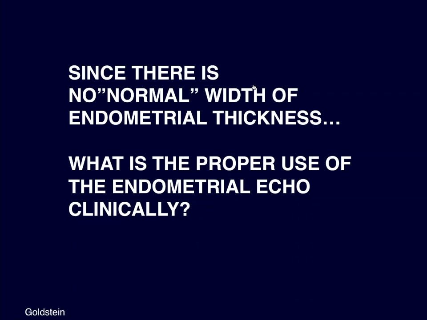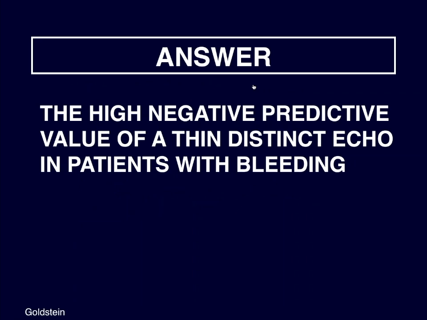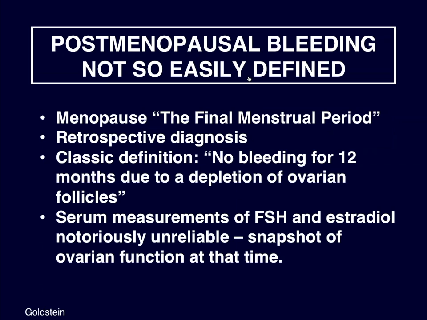So since there's really no normal width of endometrial thickness, what would be the proper use of the endometrial echo on transvaginal ultrasound as we want to think of it clinically? And the answer is the high negative predictive value of a thin distinct echo in patients with bleeding. Now, it's essential that you realize this is in patients with bleeding.